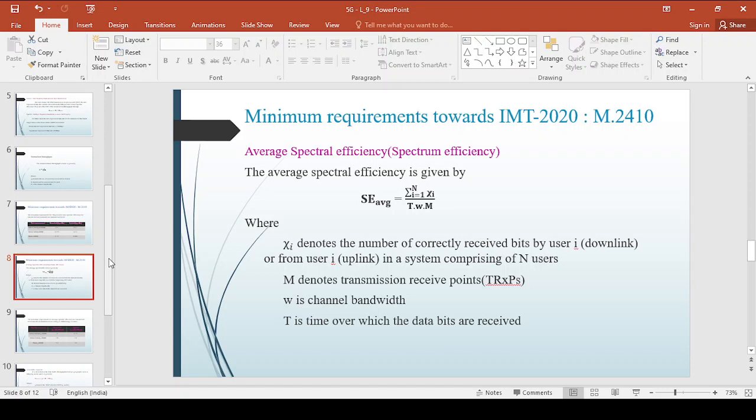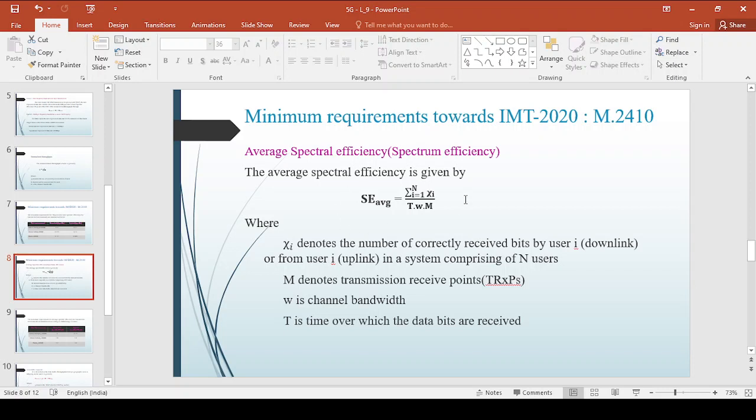Now let us assume a system has n users. Xi denotes the number of correctly received bits by a particular user i included in those n users, either in the uplink or in the downlink, right? Now what is t? The time over which the data bits are received. W, you know, is the channel bandwidth. And m denotes the number of transmission and receiving points, TRxP, right?